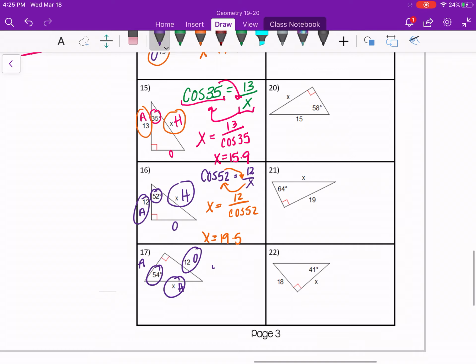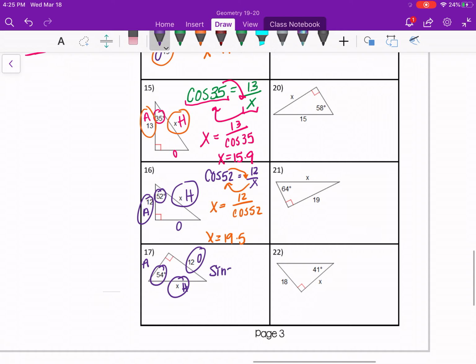Let's do, O and H means we have to use sine. So sine of 54 equals opposite over hypotenuse. We have a lot of examples where x is in the denominator. So we go here and here. Switch them. 12 over sine of 54. And you got to run that on your calculator really quick. I'm doing that as well. Sine of 54. So you should get x equals 14.8.